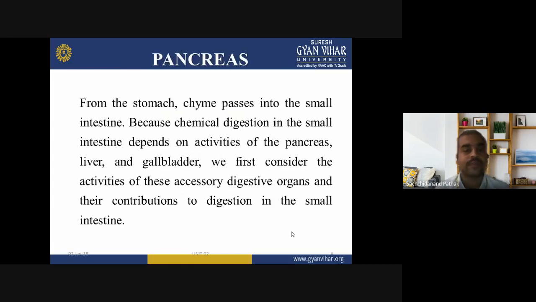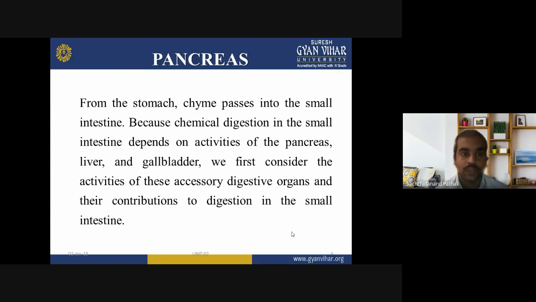Now, from the stomach, chyme passes into the small intestine for chemical digestion in the small intestine. These things we already discussed in the GIT, the digestive system. We know about it, so it's just a recap. Then we will go for the main topic, the pancreas.